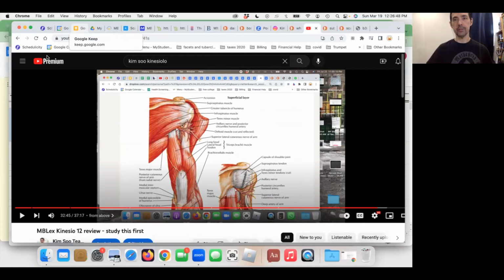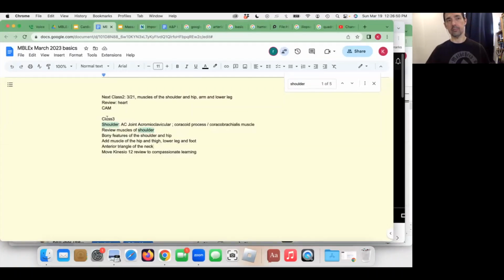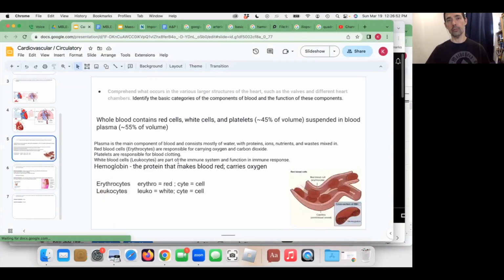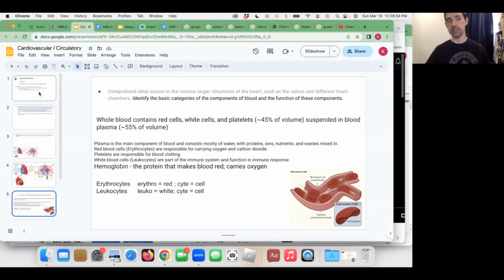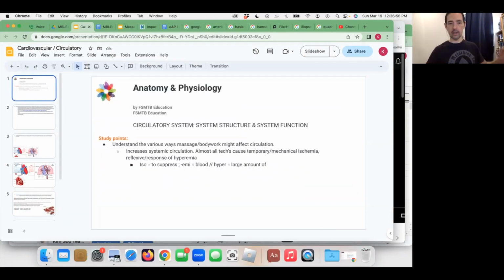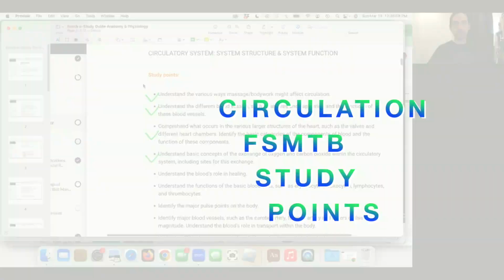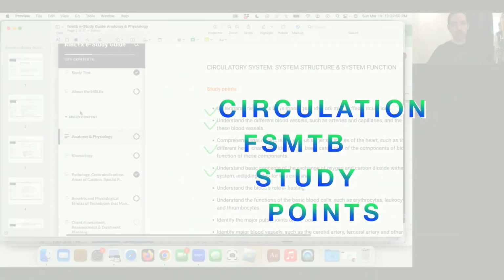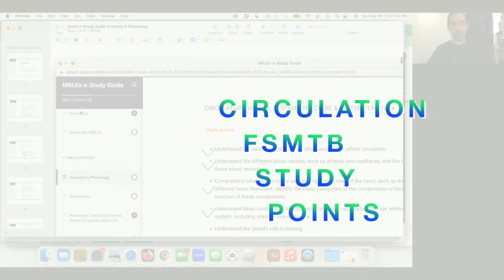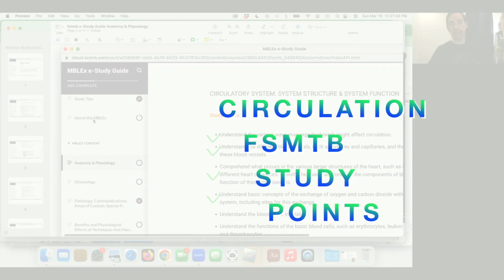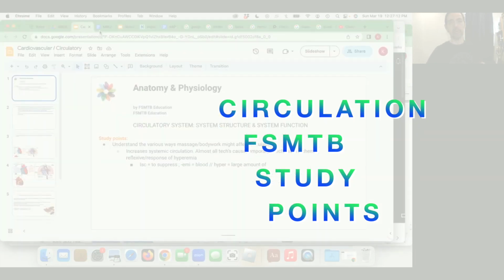So now we're going to move on to the cardiovascular system. In the study guide, if you look at the slides of the study guide, or the study guide that's in your MBLEx folder, let me just open that so you know what it looks like.